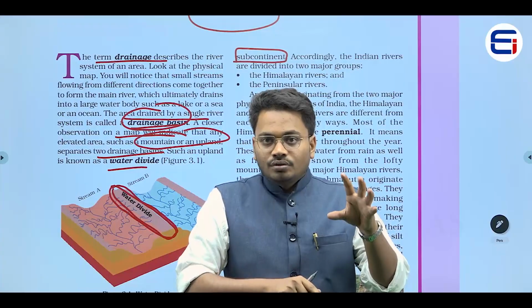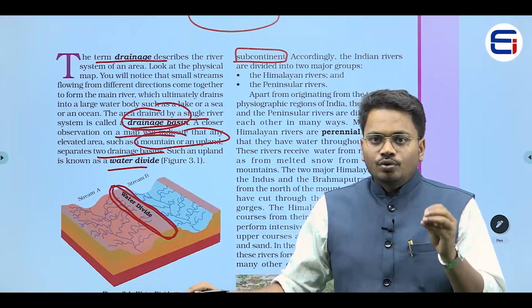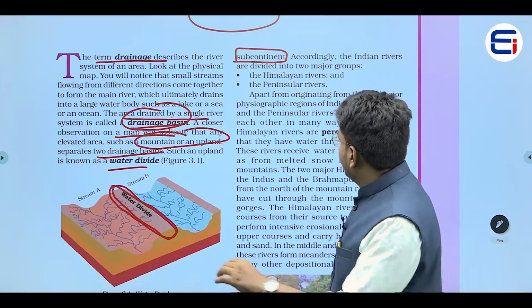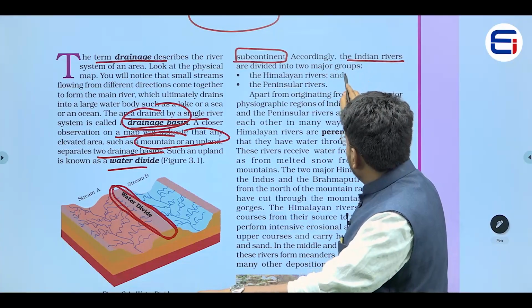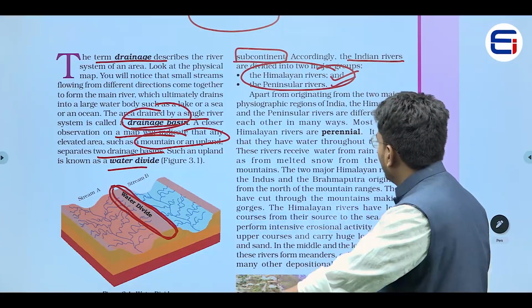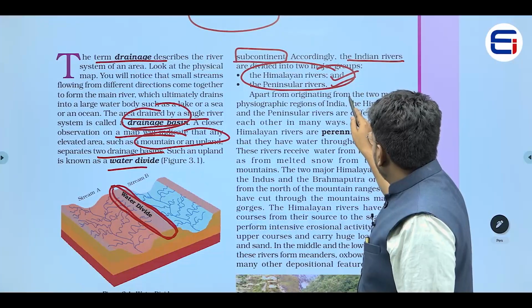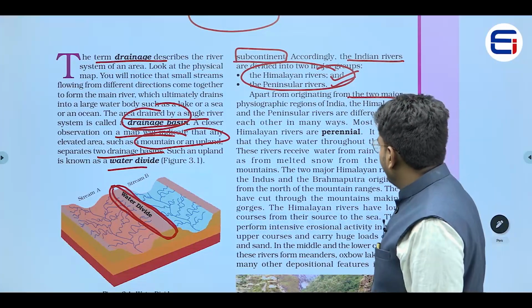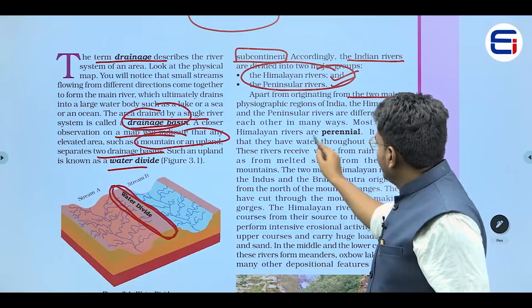So those physiographical features are very important in order to determine the entire river system that is present in India. Accordingly, the Indian rivers are divided into two major groups. As I told you earlier, the first group is Himalayan rivers, the second group is peninsular rivers, right. Apart from originating from the two major physiographic regions of India, Himalayan and peninsular rivers are different from each other in many ways. How? Himalayan rivers are perennial rivers.